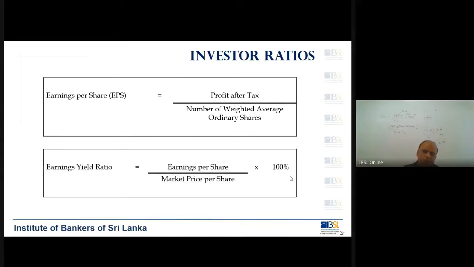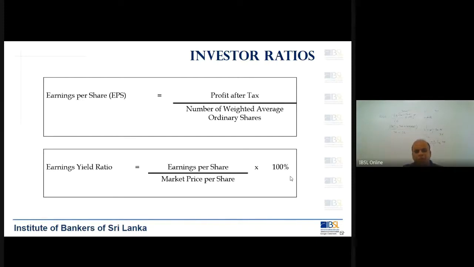Now, as I told you, there is another indicator known as the earnings yield. If you have a share and this particular share is listed in the stock market, then these shares will get traded, and that traded share will have a price. So we calculate a ratio called earnings yield. Again, it will be a percentage.